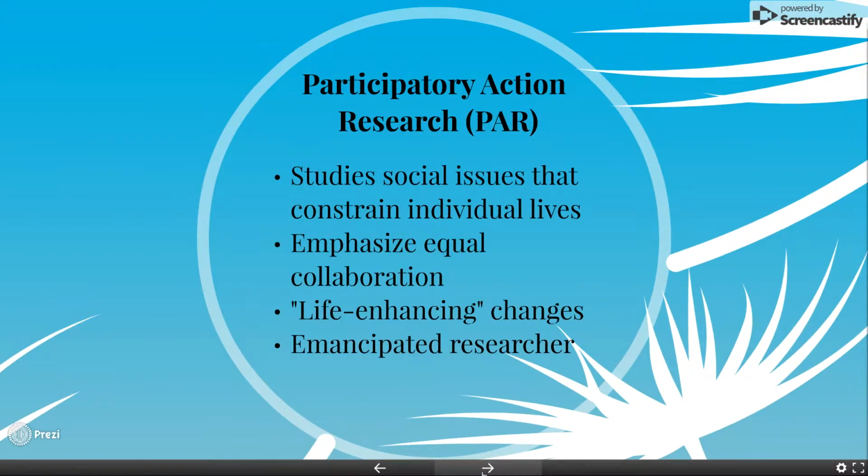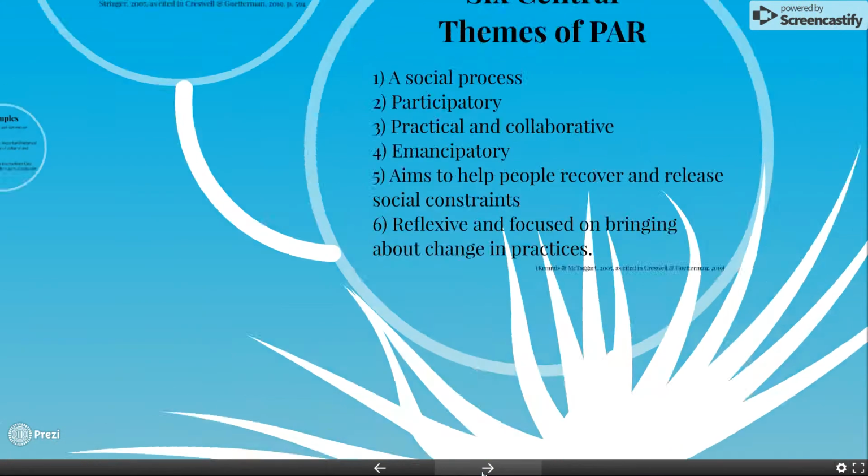In contrast, participatory action research has a lot of the foundations of action research, but it studies the social issues that constrain individual lives. It has that same emphasis on equal collaboration between teacher and participant, but it has more of a drive for those life-enhancing changes for people and the emancipated researcher.